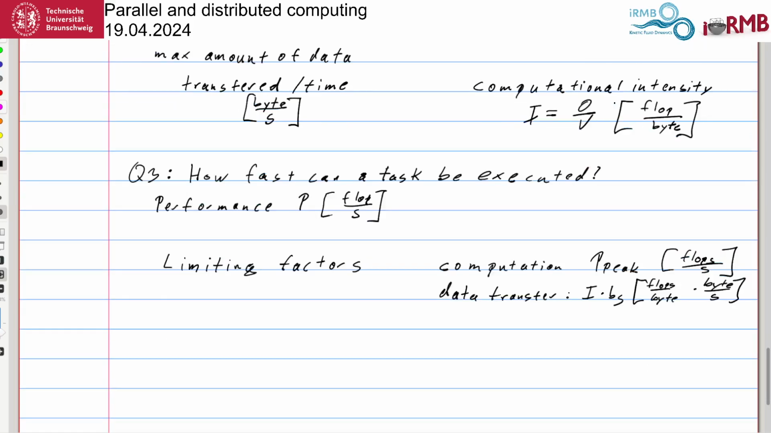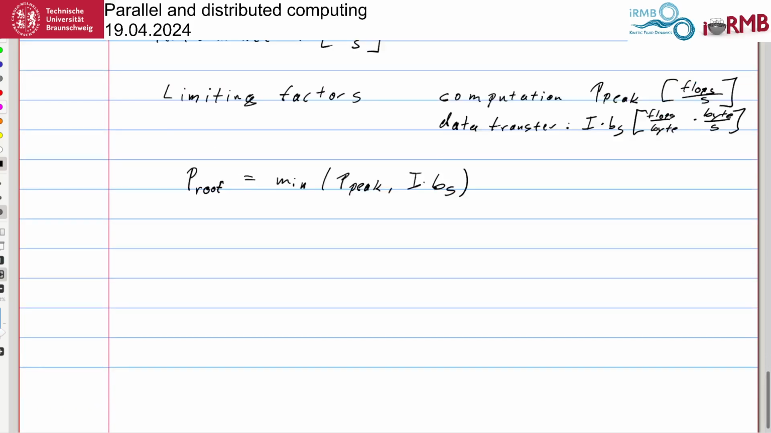And the performance that you can theoretically reach, this P, what we call the roof, so the maximally attainable performance, so this is not necessarily the one that you get, is the minimum between the peak performance, P peak, and the computational intensity times the bandwidth. Yeah? So whichever is the first limit takes precedence, so to speak. And this can be drawn in the so-called roofline graph, which I tried to sketch like this.